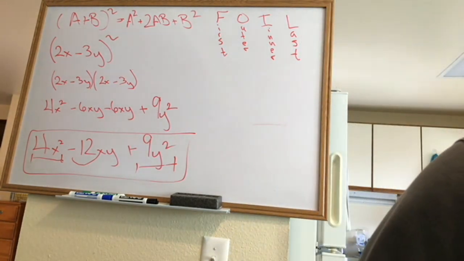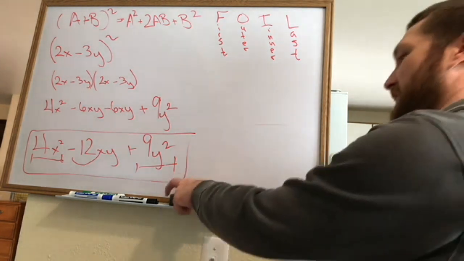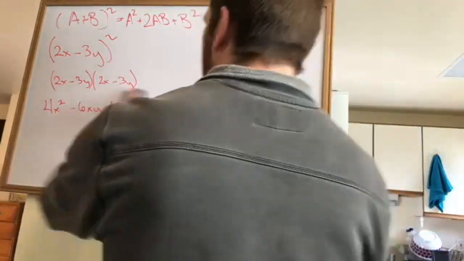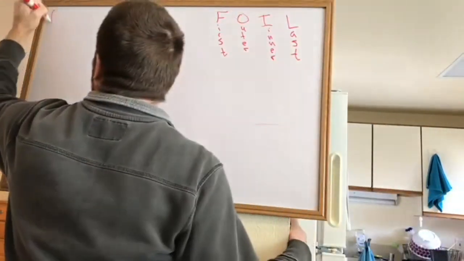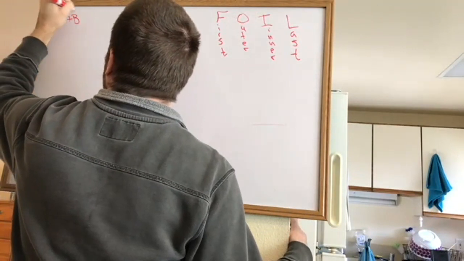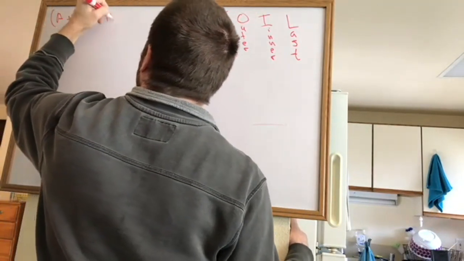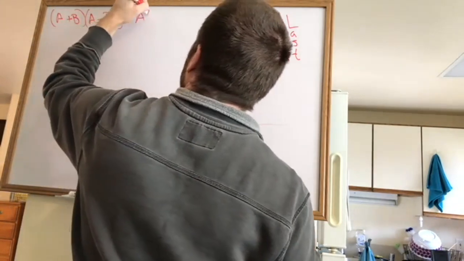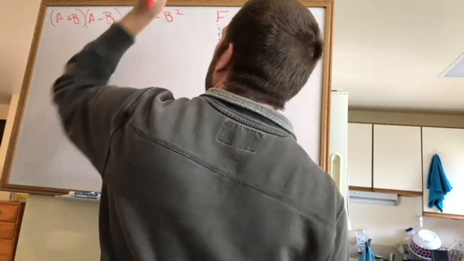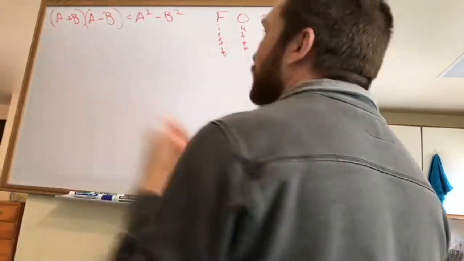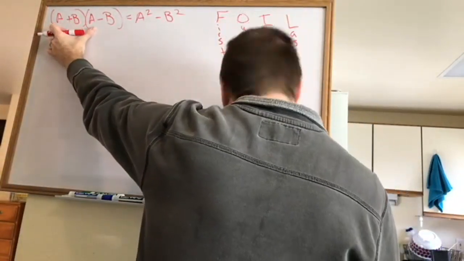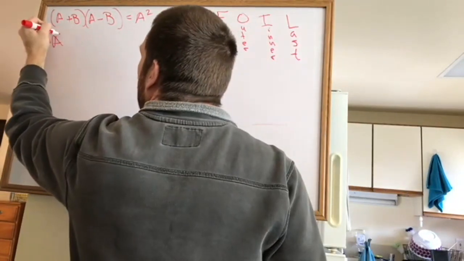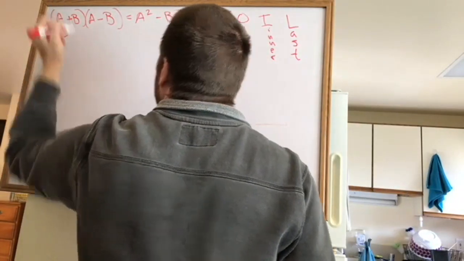So when we have a sum and a difference, there's an interesting thing that happens. They give you yet another formula and say that when you have (a plus b) times (a minus b), you get a squared minus b squared. Why is that? Well, let's first, outer, inner, last this guy. What's that times that? A squared. A squared.